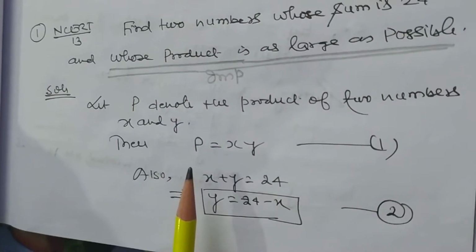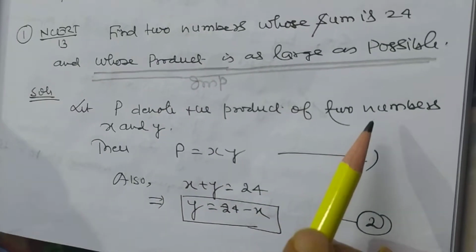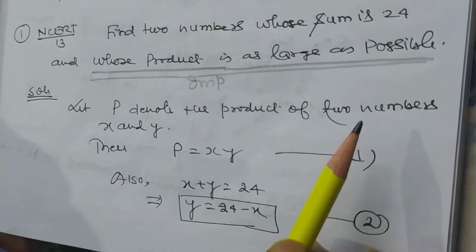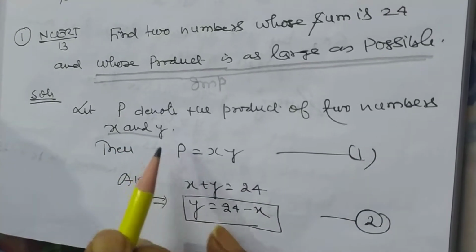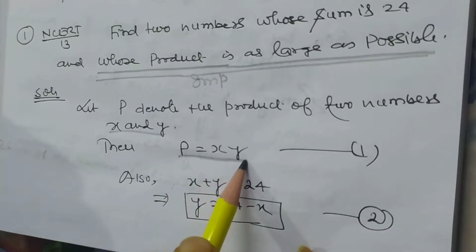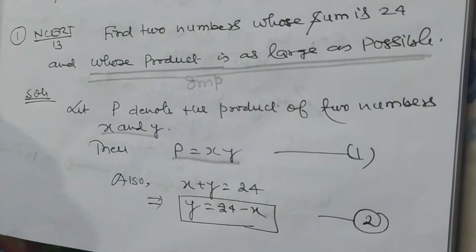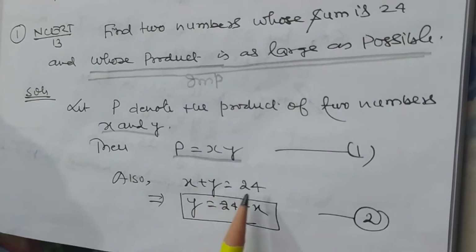How will you solve the problem? First, let p denote the product. You have to show the largest value of p. So p denotes the product of two numbers x and y. We translate it into an equation, that is p is equal to xy. And second, the sum of these two variables is 24.